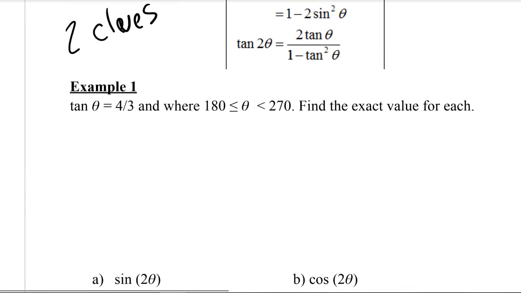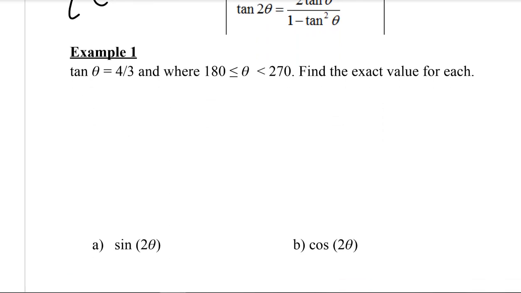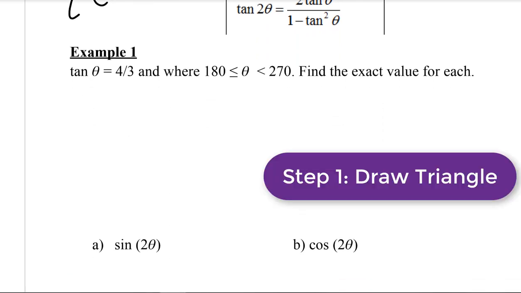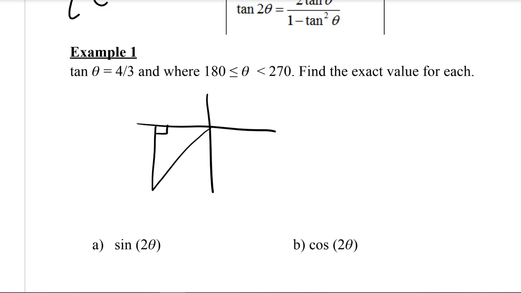One of our clues says that tangent is positive. The other one says that our triangle's in quadrant number 3. So the very first thing that you're going to want to do, of course, is draw your right triangle. So draw the triangle. Theta goes right here in the angle that is closest to the origin.